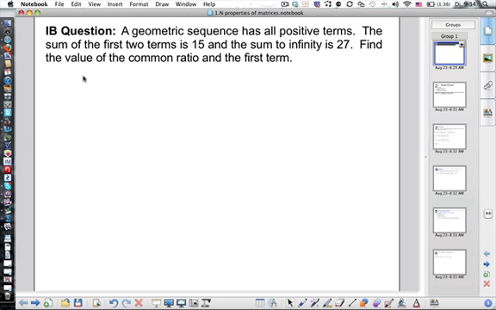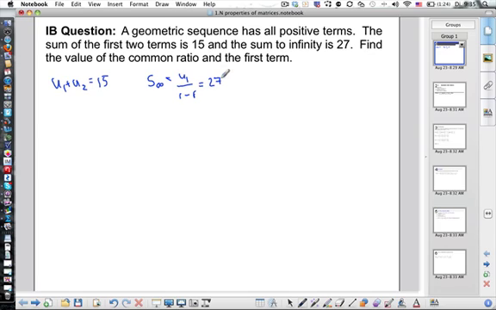So we have the sum of the first two terms. So u1 plus u2 equals 15. And then we also have the sum to infinity. So the sum to infinity is u1 over 1 minus r, which equals 27.